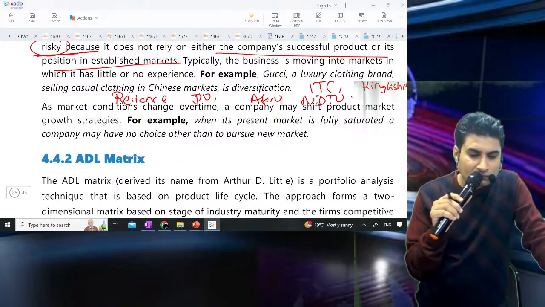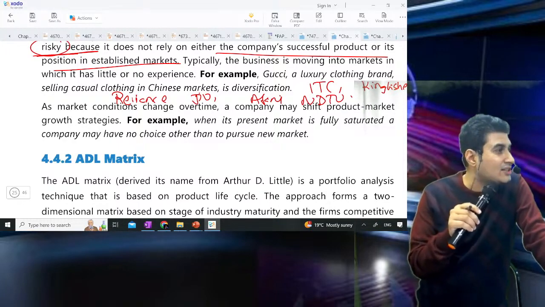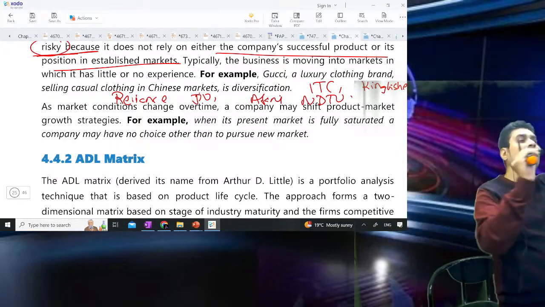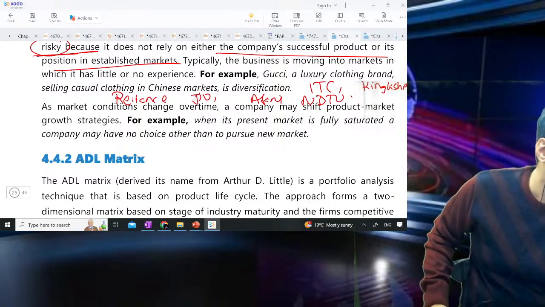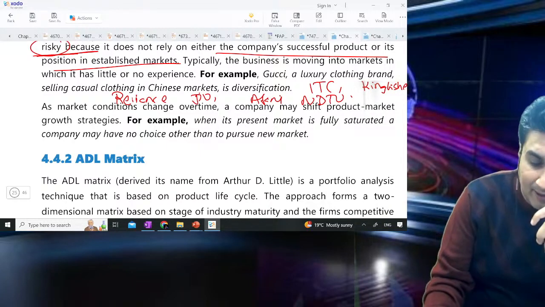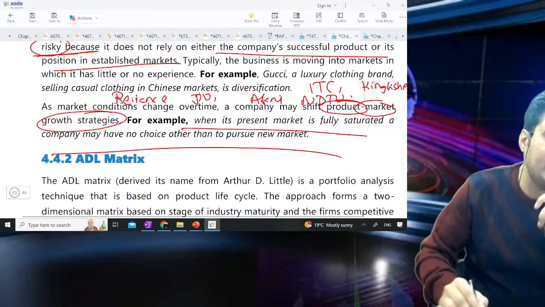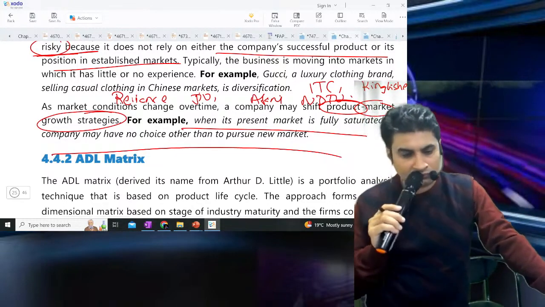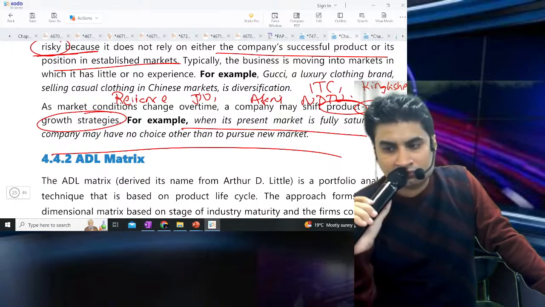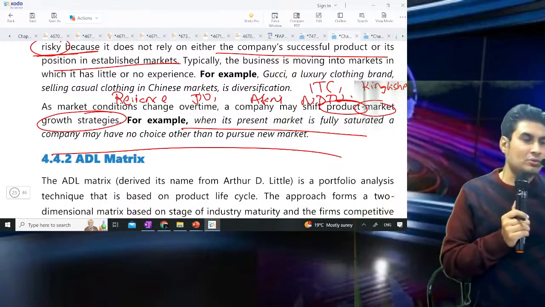As market conditions change over time, a company may shift product market growth strategies. Understood. As conditions change, see, everyone knows me in the market, then I will go to what market? New market. Everyone knows my product, then I might introduce a new product. So you have to decide what is the best. Here they have given an example. For example, when its present market is fully saturated, a company may have no choice other than to pursue a new market. Okay. Fully saturated, then you can go.